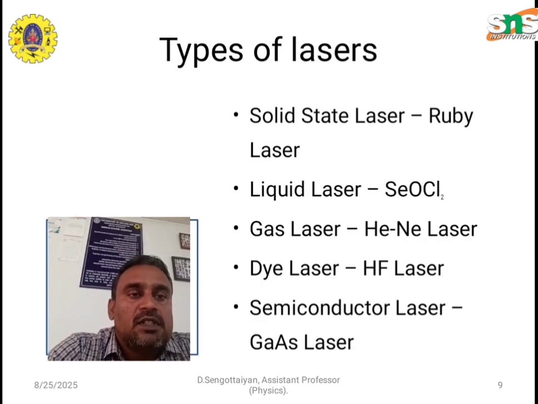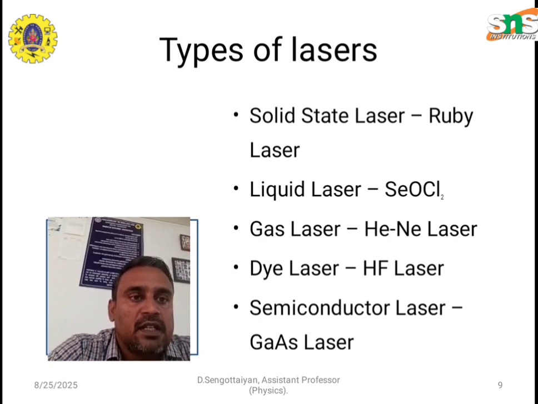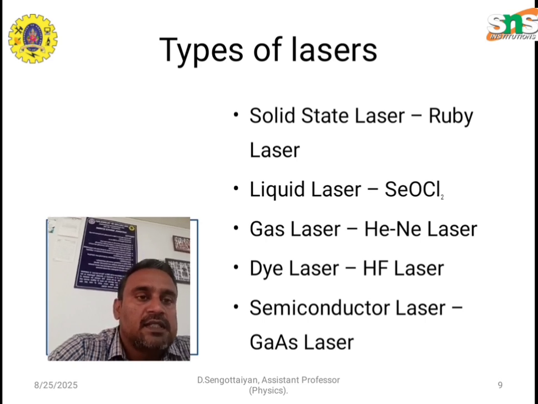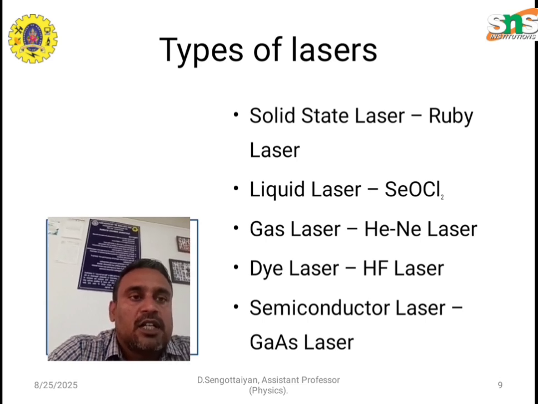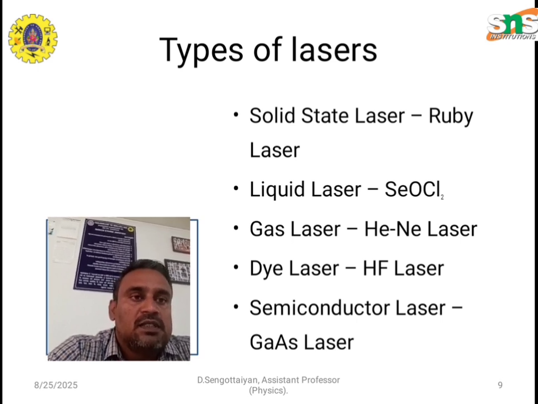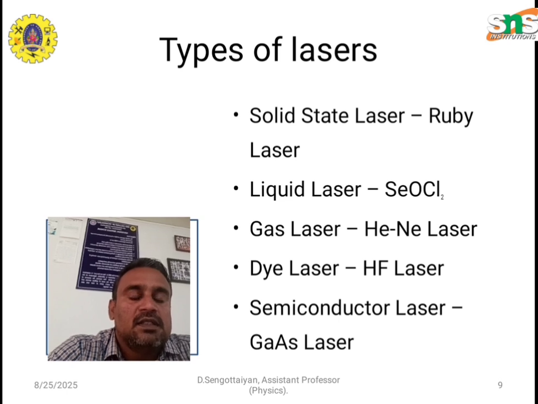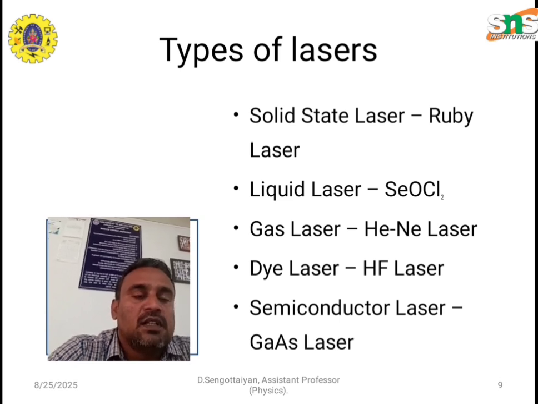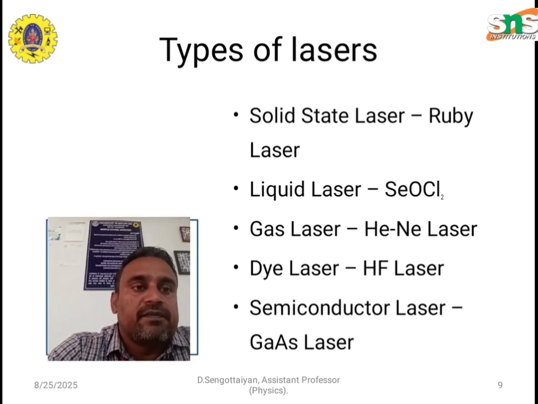Then examples for types of lasers: solid state laser, ruby laser or Nd:YAG, neodymium yttrium laser, liquid laser, gas laser, dye laser, and semiconductor lasers. So these are the different types of laser systems. We require different types of mechanisms, different pumping methods, and different systems for producing these different types of lasers. This is important for producing lasers.